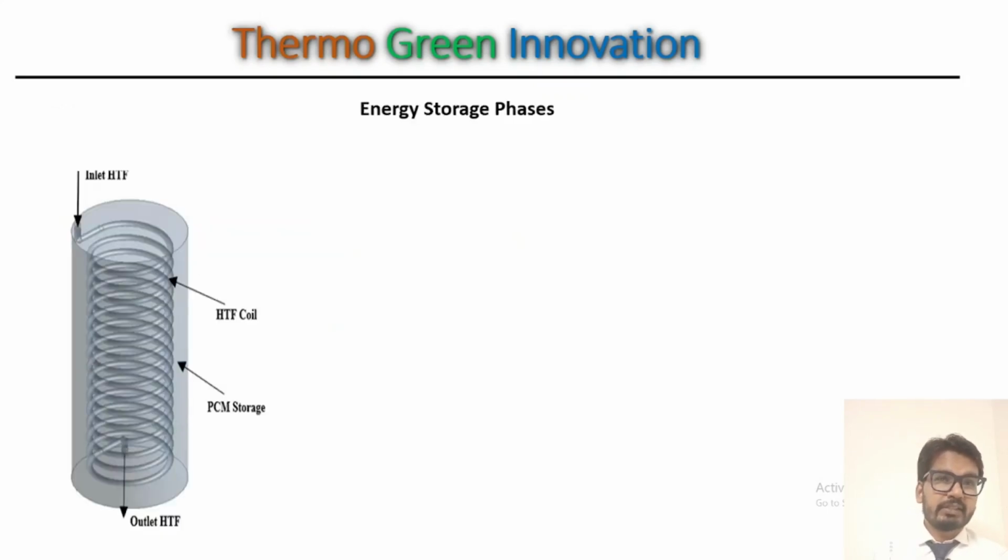Now we will understand thermal energy storage and its phases, like how the energy is stored. Consider this arrangement, a helical coil heat exchanger. The tube represents the passage of heat. HTF means heat transfer fluid, and the surrounding volume is filled with PCM, and we can call this area the PCM storage, and the coil is the heat transfer fluid coil. The hot fluid will come in from this side and go out from this side.